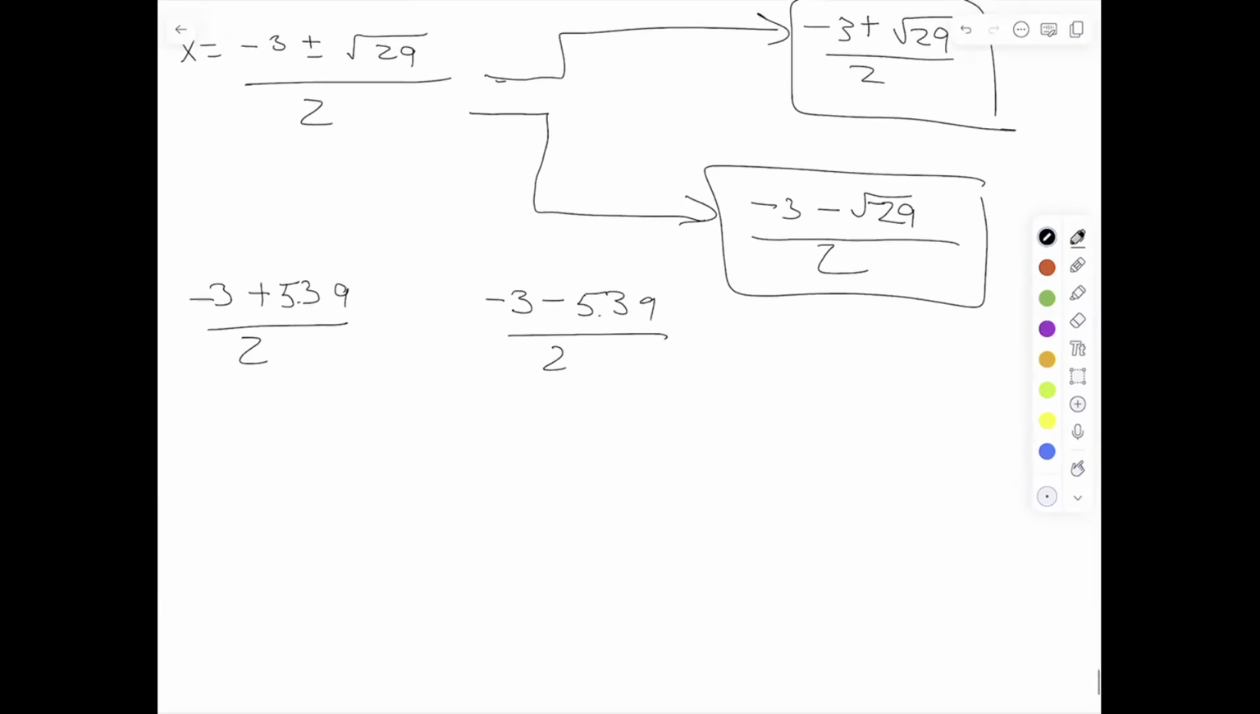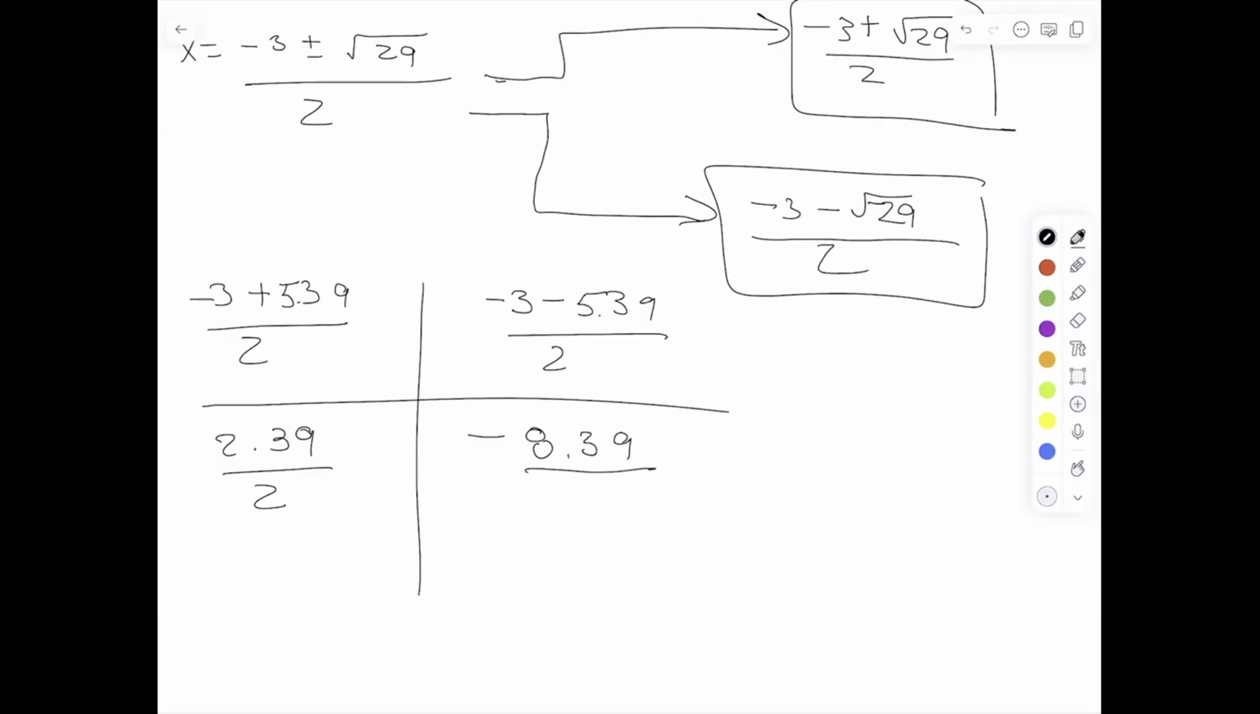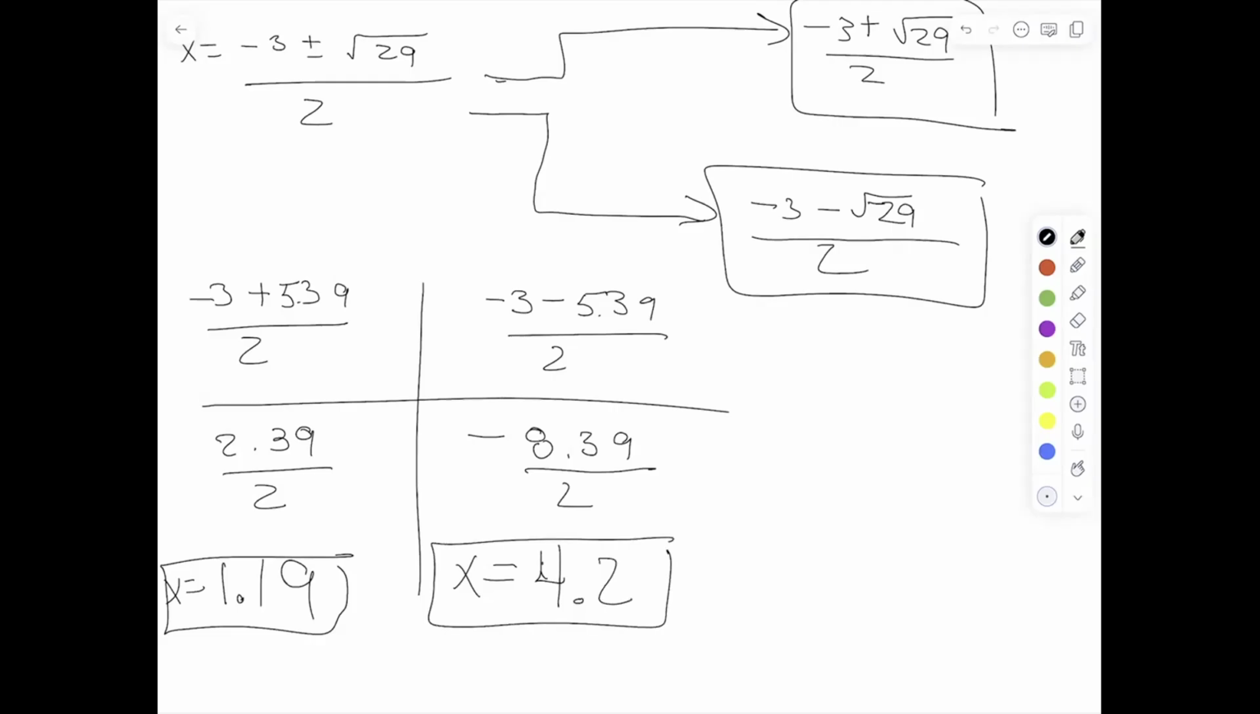And then this is going to give me 2.39 over 2. And then this is going to give me -8.39 over 2. This is 1.19. X is equal to 1.19. And then X here is going to be equal to 8.39 divided by 2. This is 4.2. Negative.